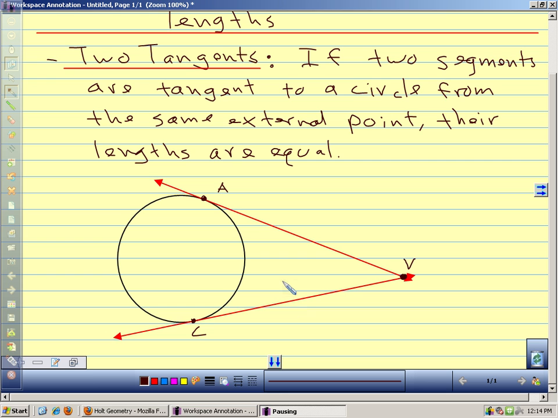What this is telling us, and on this, I would not worry about the way that the flip book is marked. I would write down what we write down up here on the board. So what this is telling us is that the length of AV equals the length of CV. The length of this segment here is the same as the length of this segment here. So we have two tangents from the same point outside the circle. Their lengths are the same.